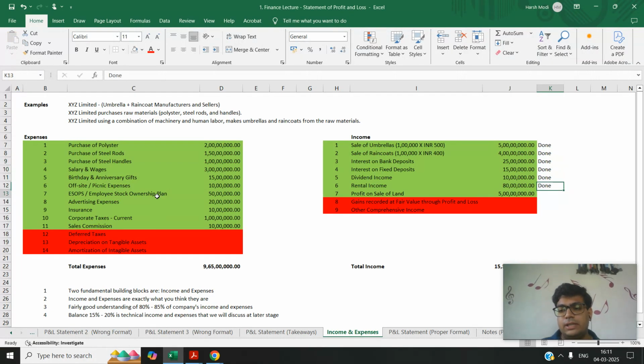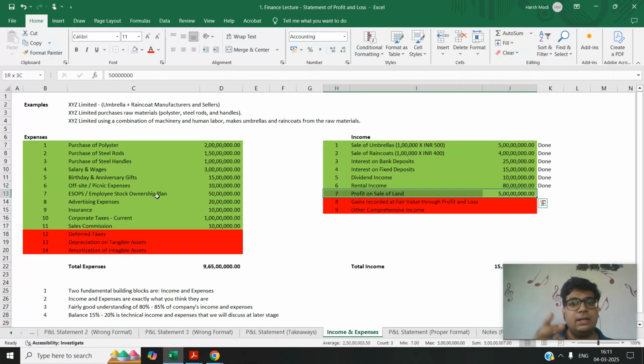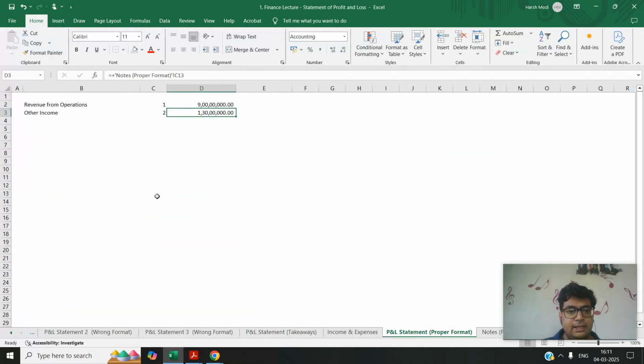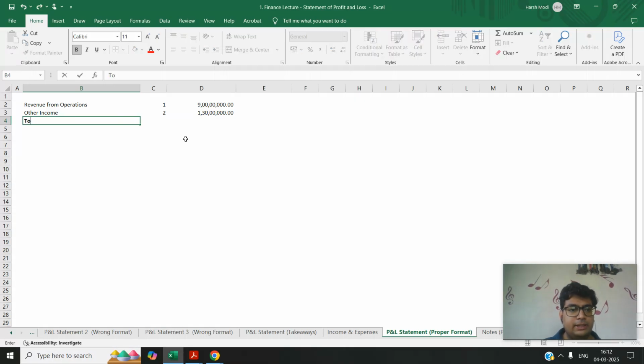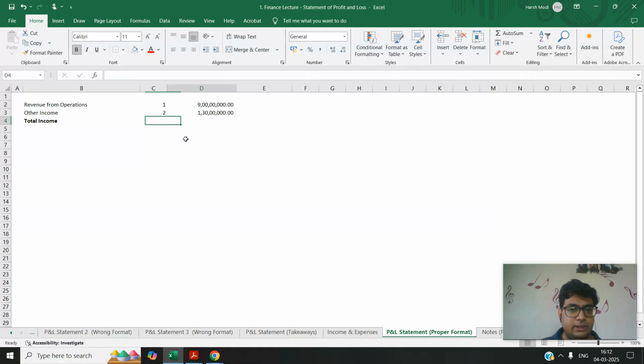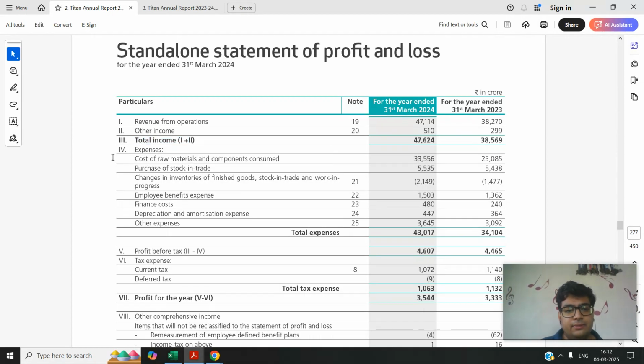Now of course you guys did realize that I didn't take profit on sale of land into other income, and we will come to it. Let's just park it aside for now. And now the next heading is of course total income. So let me also have total income here, and I'll add. So our total income is 10 crore 30 lakh. Then we move on to expenses.